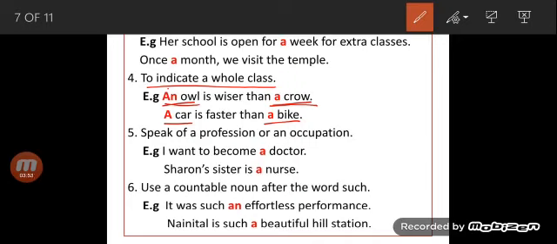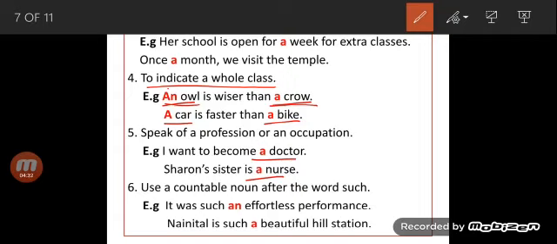Next is to speak of a profession or an occupation. When we are talking about any profession, like a doctor, an engineer, a teacher, an architect, we use articles a and an. For example, I want to become a doctor. Sharon's sister is a nurse. Or you can say my brother wants to be an engineer. Okay.